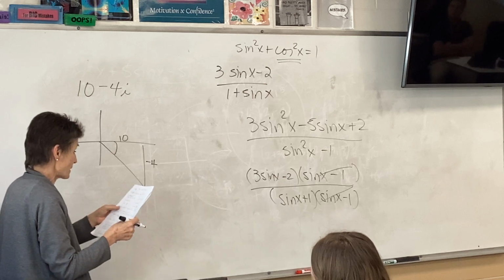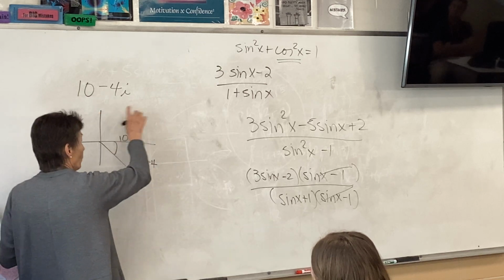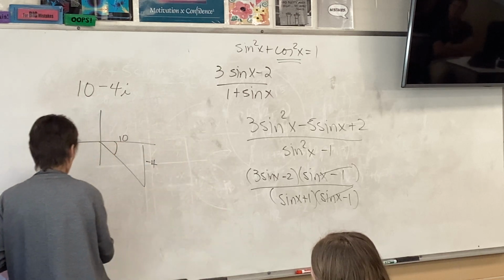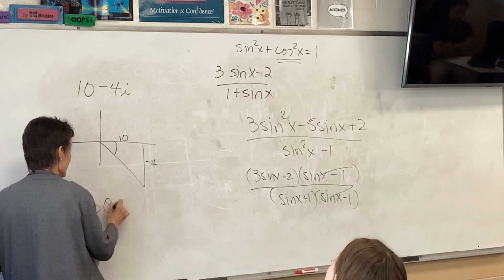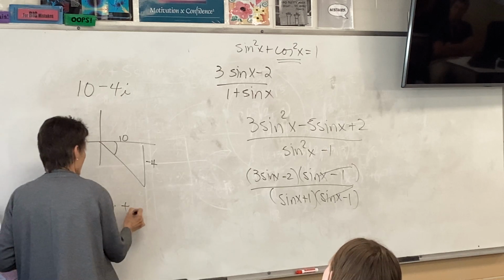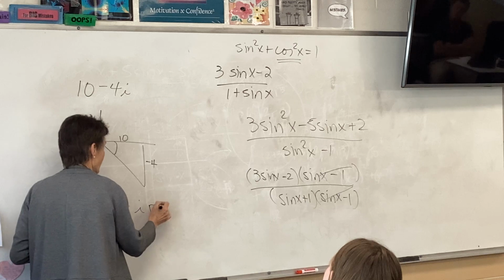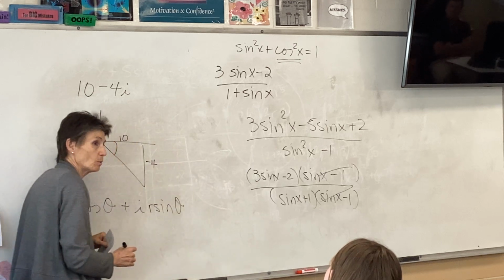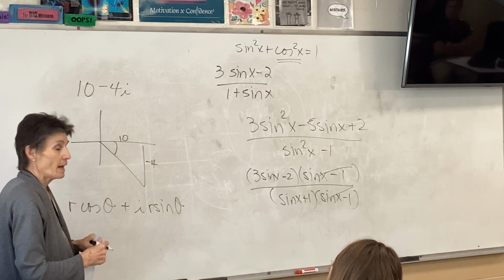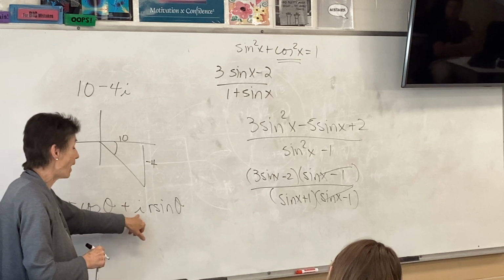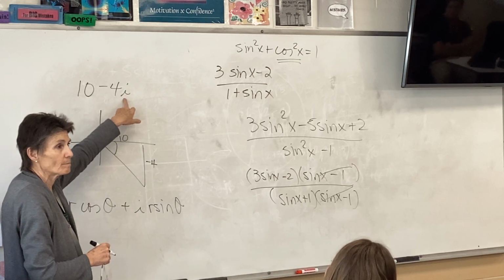First of all, let's understand what we're doing here: finding the polar form. Polar form is r cosine theta plus i r sine theta. That's polar form. It has the r and the theta and the i from the original number.